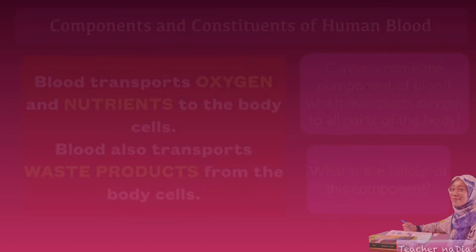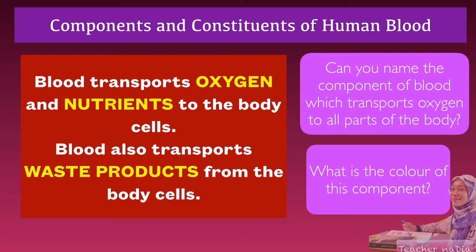Okay, so let's start. The components and constituents of human blood. First, you have to know that our blood's function is to transport oxygen and nutrients to the body cells. The second one is that blood also transports waste products from the body cells. The first one is to the body cells, to be used by the body cells. The second one is from the body cells, unwanted substances from our body cells. So those are the functions of human blood.